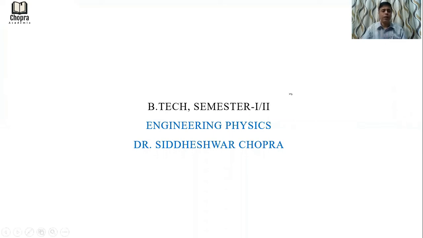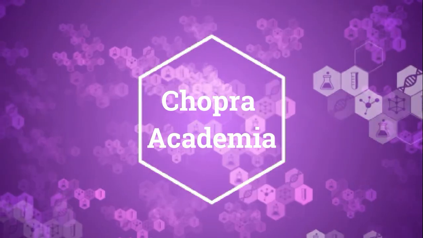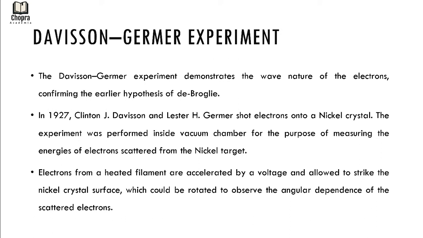Today we'll be learning a very important experiment which is called the Davisson Germer experiment. Let's start. The Davisson Germer experiment demonstrates the wave nature of electrons, which confirmed the earlier hypothesis given by de Broglie, the de Broglie hypothesis.